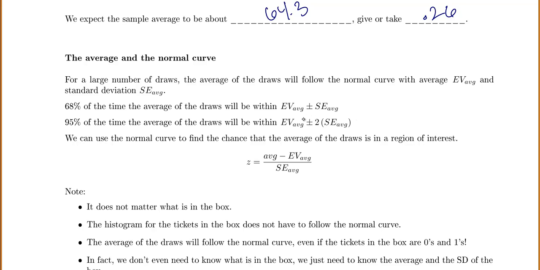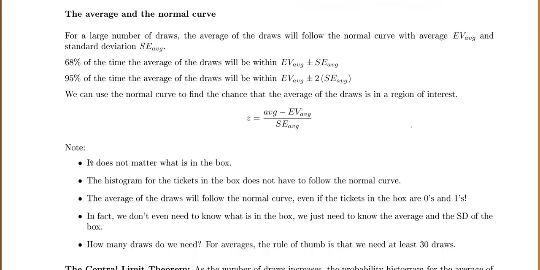And we can use the normal curve to find the chance that the average is within a specific region of interest. So z is equal to our average of interest minus the expected value, over the standard error. Just make sure, because we're interested in averages, that we use the expected value and standard error for the average.